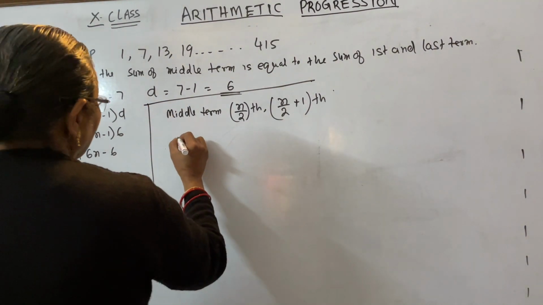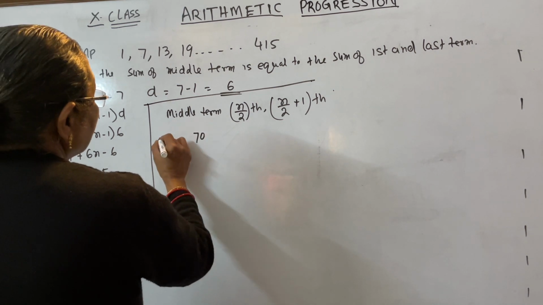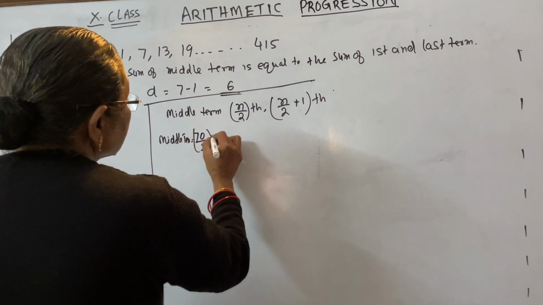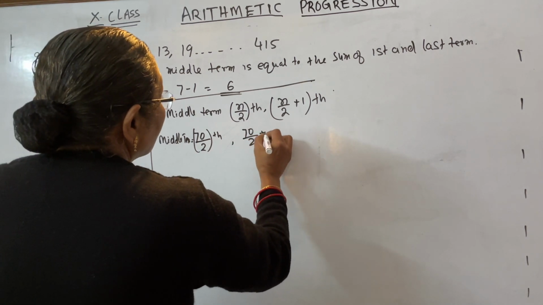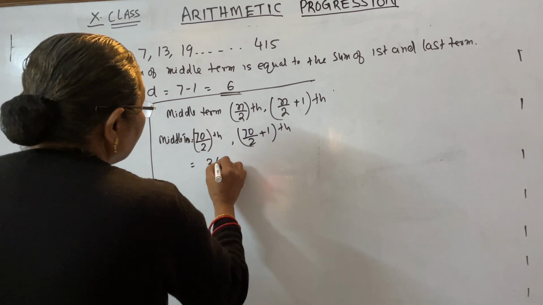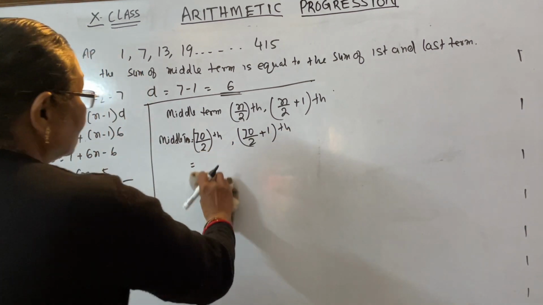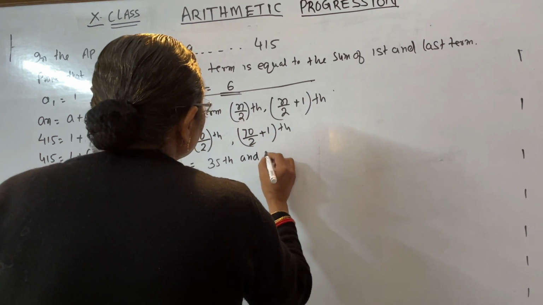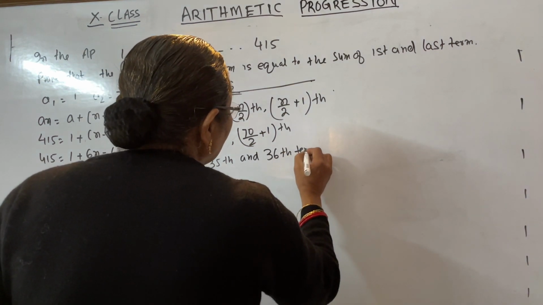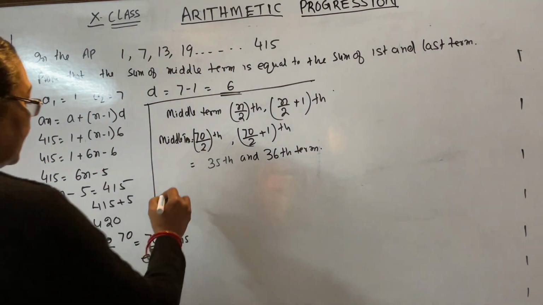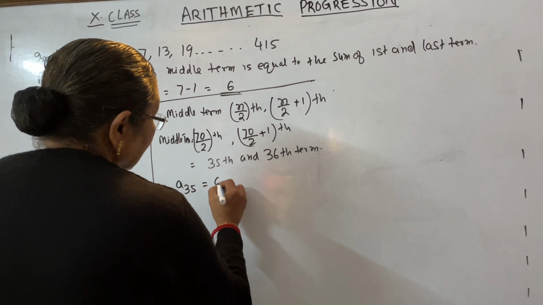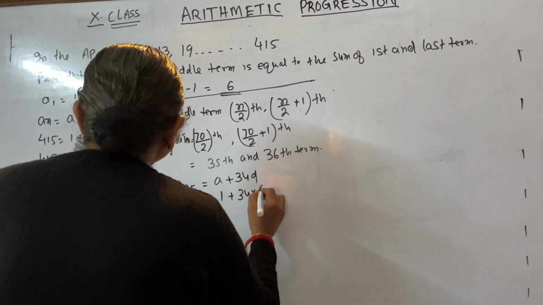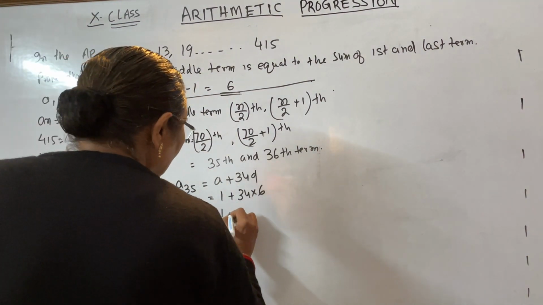Okay. Now what is our n? N is 70. Middle terms: 70 upon 2, that is 35, and the other is 70 upon 2 plus 1, that is 36. I calculated that in my mind. So the 35th term and the 36th term, these two terms are our middle terms. Now what will we do? We will find A35 and A36. For A35 it is 34D. A is 1, plus 34 into D, what is D? It is 6, right? 6.